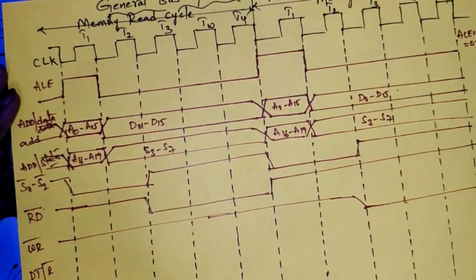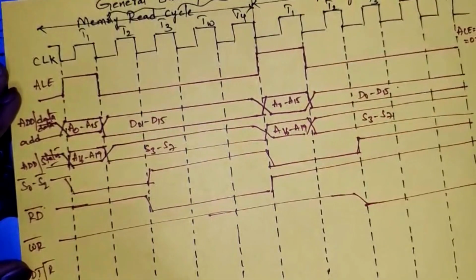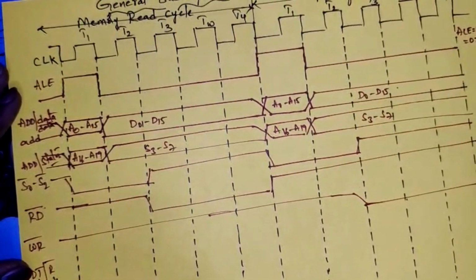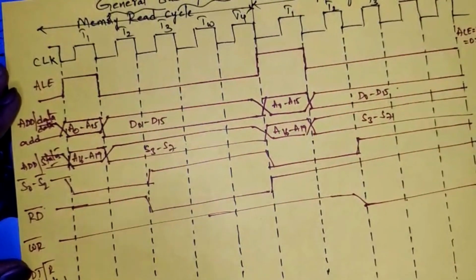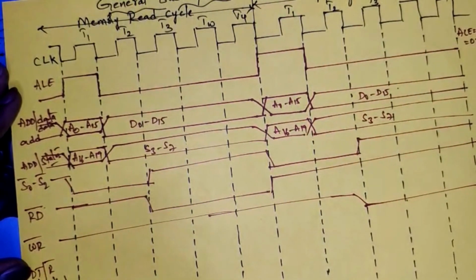DT means data transmit and receive. Transmit is for write, and receive is for read. So R stands for read, and you can remember it that way: receive for read, transmit for write.